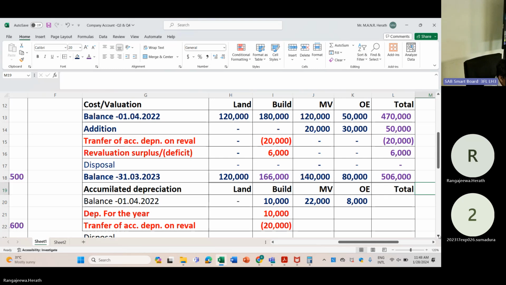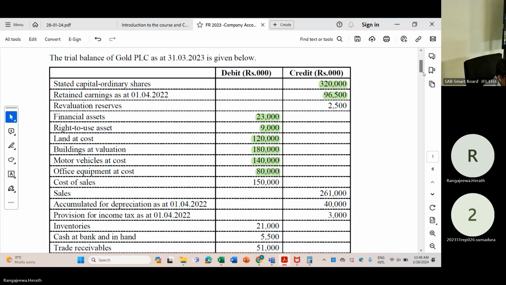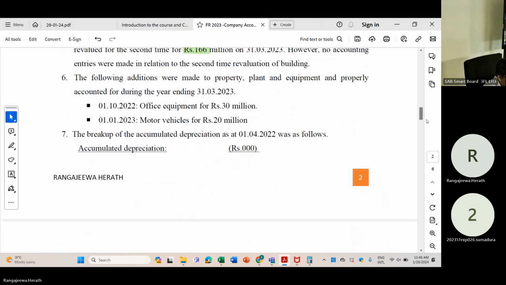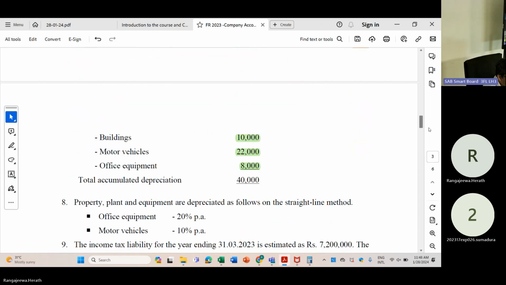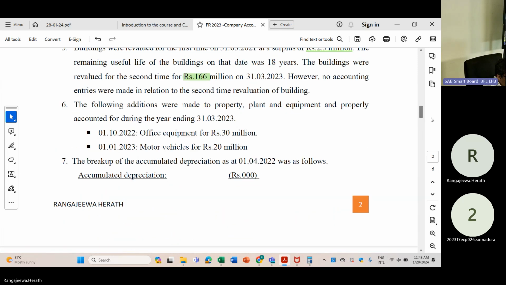Then you can calculate the depreciation of motor vehicle. The useful life of motor vehicle is given for the depreciation rates of motor vehicle 10% per annum. Office equipment 20% per annum. But the motor vehicle there was an addition 20,000 on 1st January.